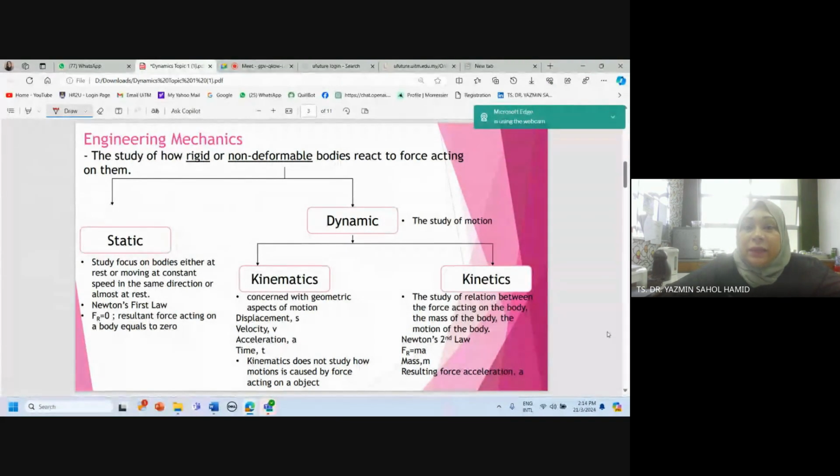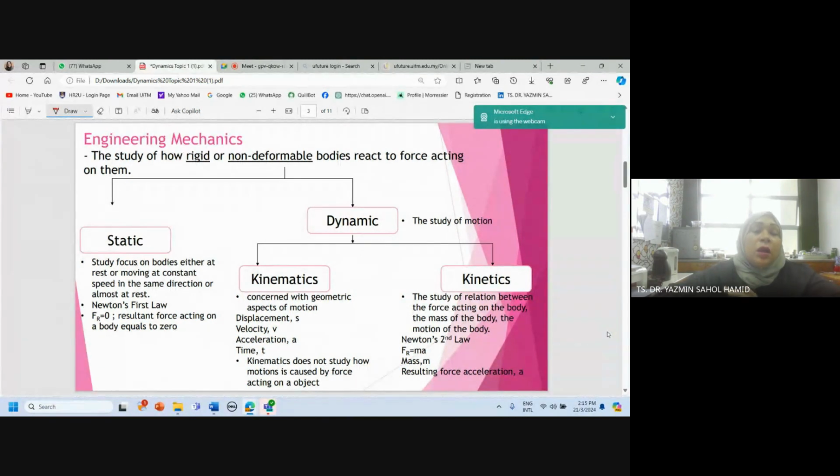But dynamics, the body can change position, and it doesn't mean that it's moving at a constant speed. The speed can also vary. That is dynamics. So in statics, previously you focused on the formula of Newton's first law, which is that the resulting force acting on a body equals zero, F equals 0. Okay, so that was statics.